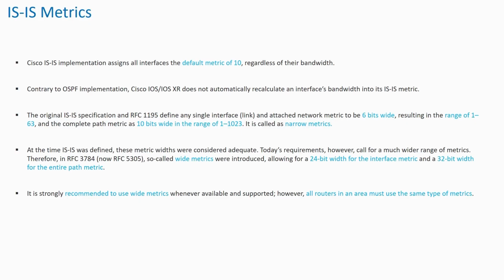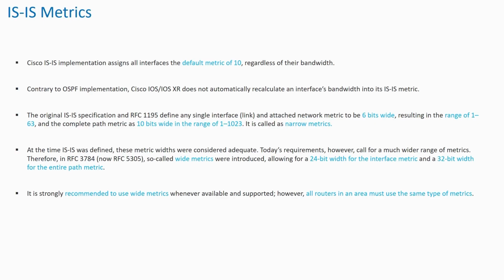Contrary to OSPF implementation, Cisco IOS or Cisco IOS XR does not automatically recalculate an interface bandwidth into its ISIS metric. The original ISIS specification defined the link metric to be 6 bits wide, resulting in the range of 1 to 63, and the complete path metric as 10 bits wide, resulting in the range of 1 to 1023. It is called narrow metrics.